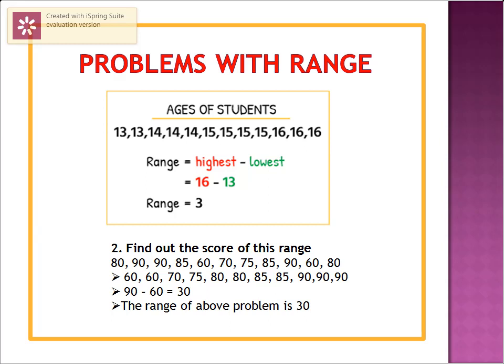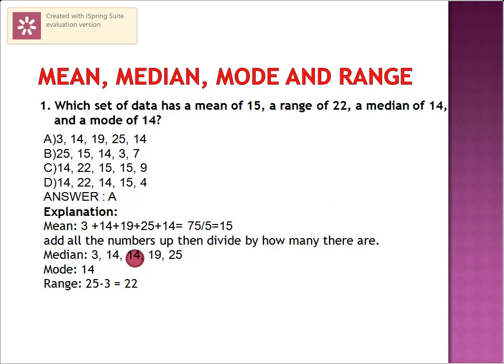Finally, I have given a problem with all of them: mean, median, mode and range. Which set of data has a mean of 15, a range of 22, a median of 14 and a mode of 14? The answer is A. Why? Because in A you can add all the 5 numbers and get the mean value of 15, and the median is 14. Then the mode is 14 and the range is 22.